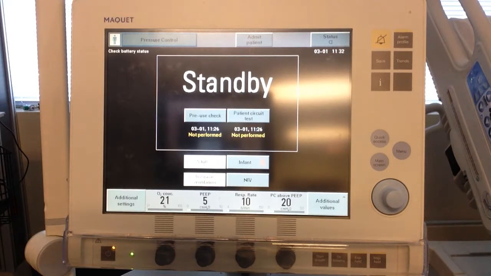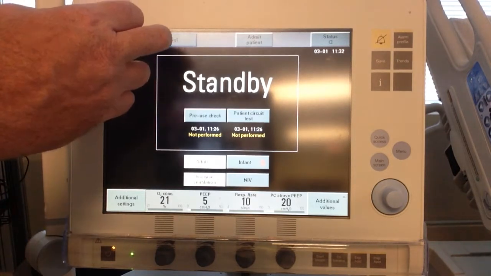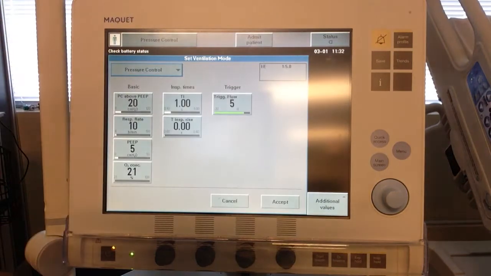We're going to do the pressure control ventilation in the SIMV mode on the Servo Y. Again, high pressure hoses are hooked up, my test lung is hooked up, and I have already turned on the ventilator with my circuit on. I will go now into my settings.